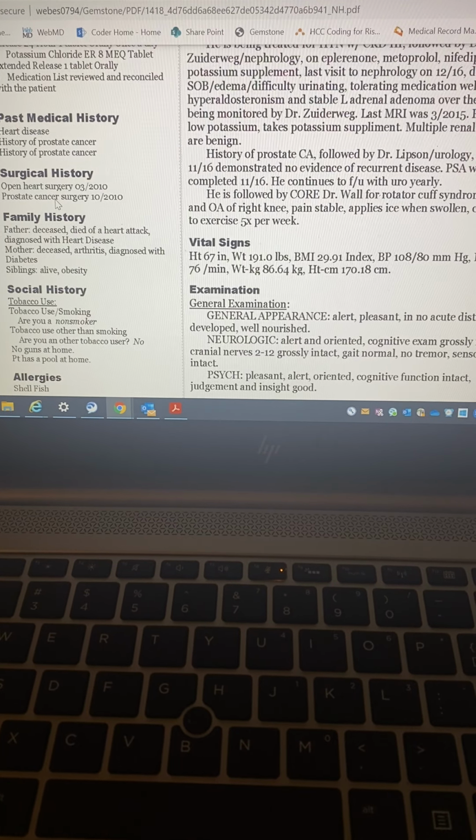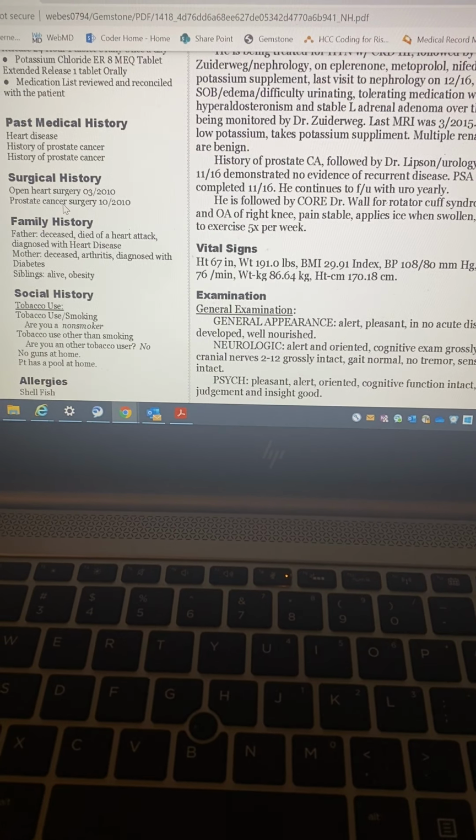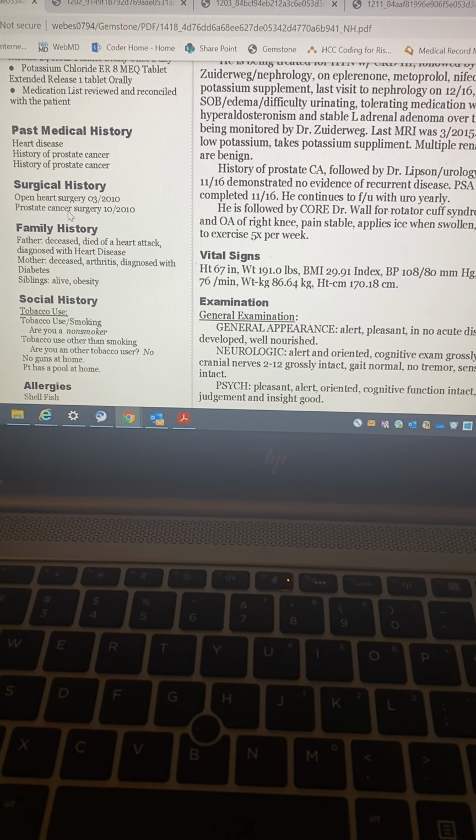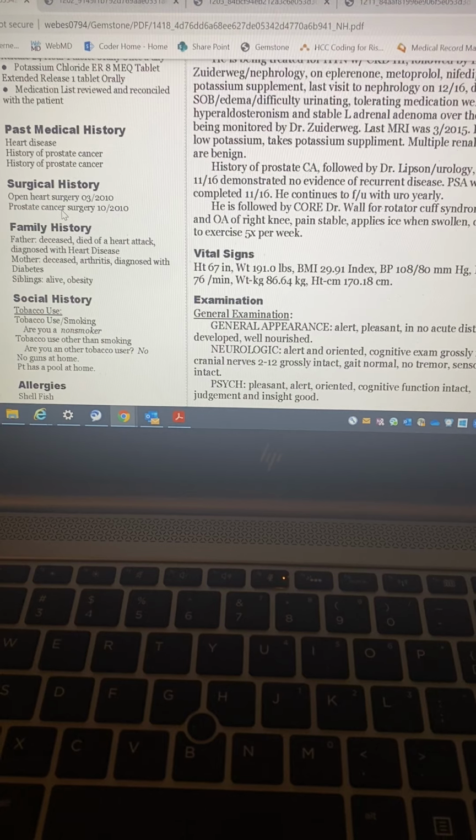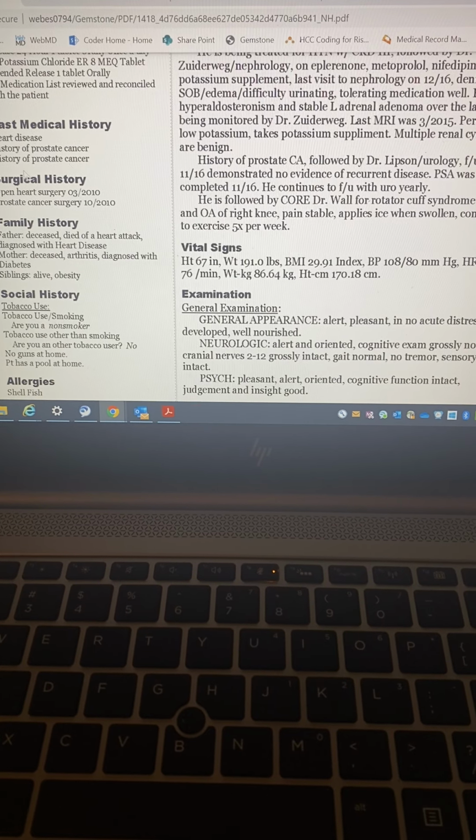The reason I would code for the feeding tube is that it lets anybody reading this chart know that this patient has a current feeding tube in them. So that's why this part is going to be important.